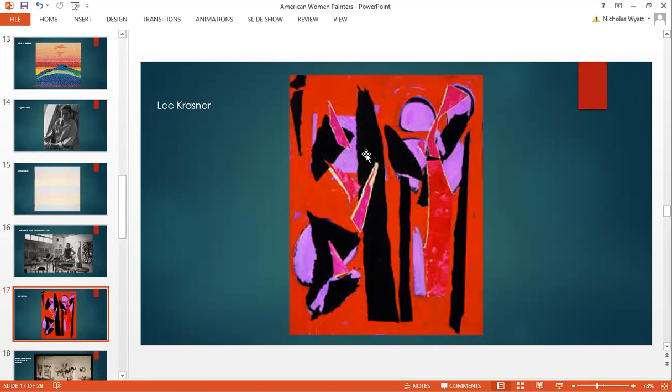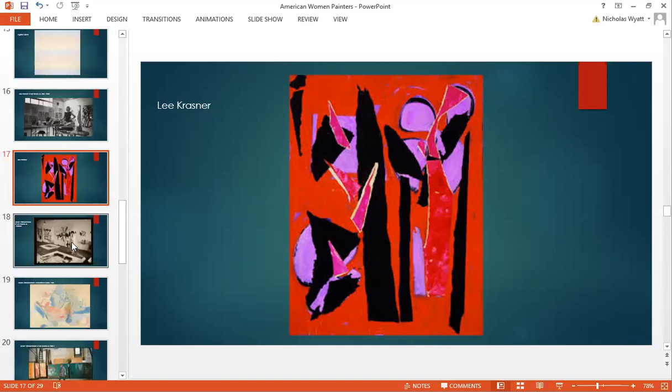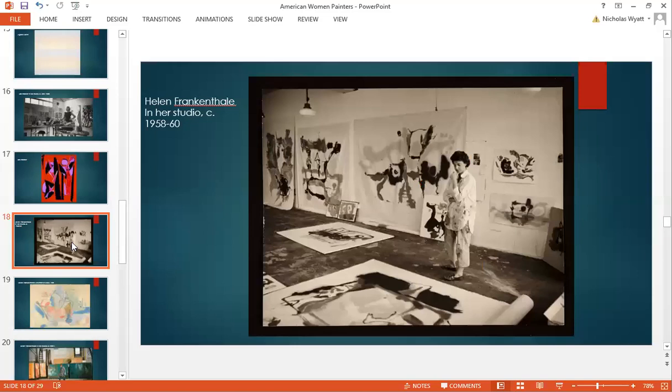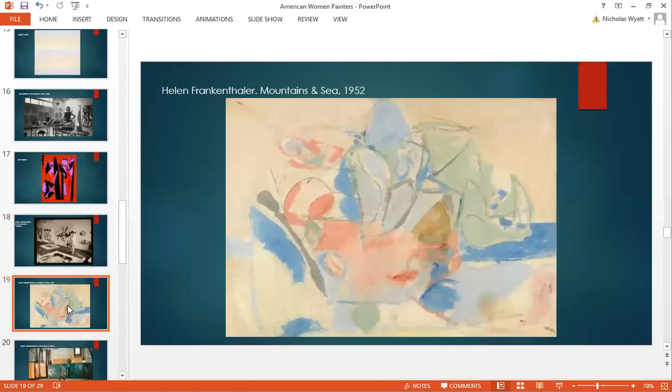Another American post-war artist of the same generation as Lee Krasner and Pollock is Helen Frankenthaler, here shown in her studio about 1958-1960. Again, here is her greatest work, or most famous work, Mountains and Sea, made by pouring the oil paint diluted with terps onto just raw cotton duck canvas. It's about 8 feet by 7 feet.